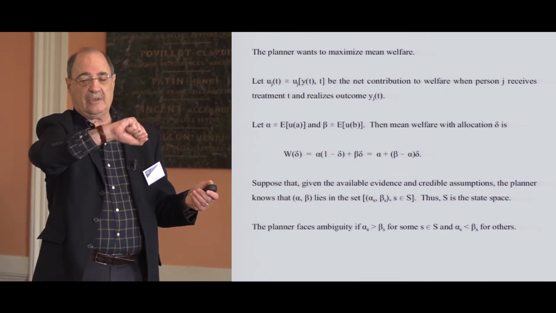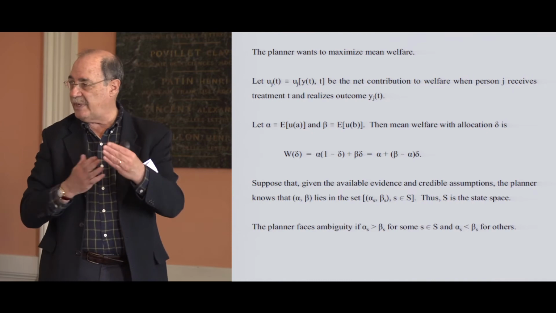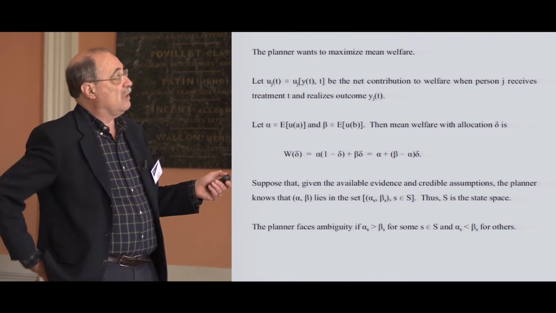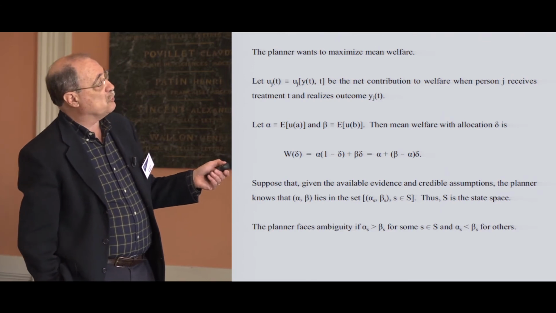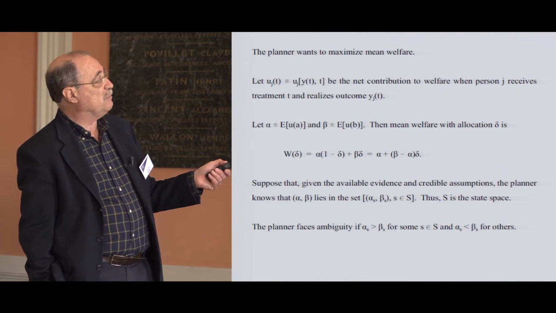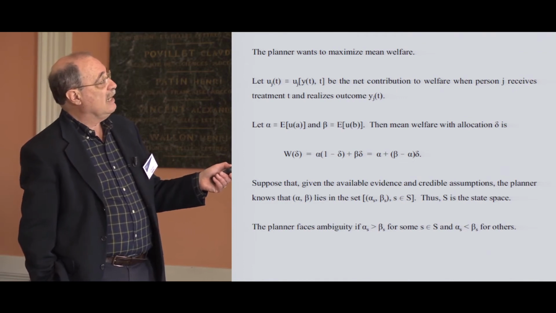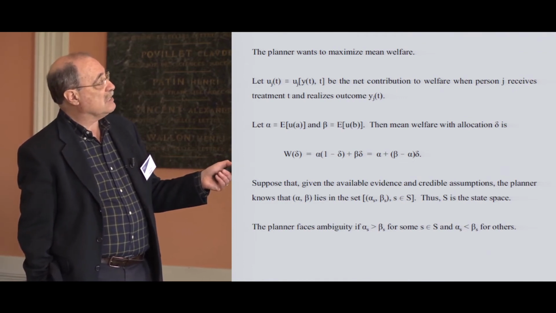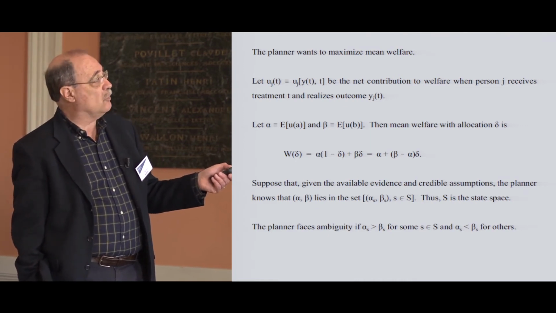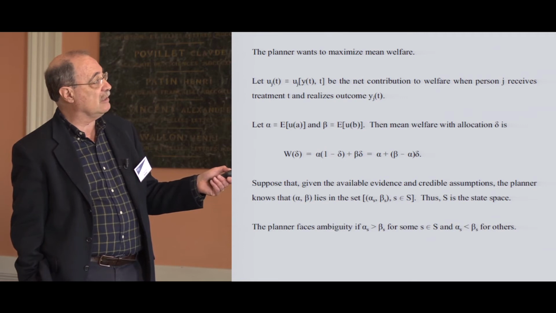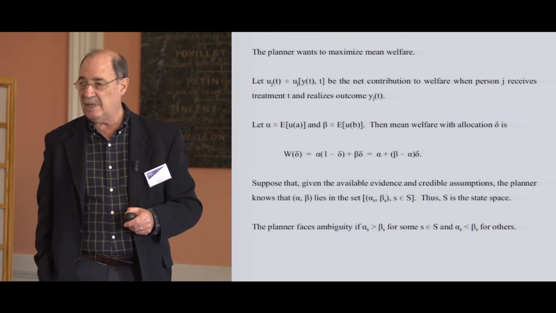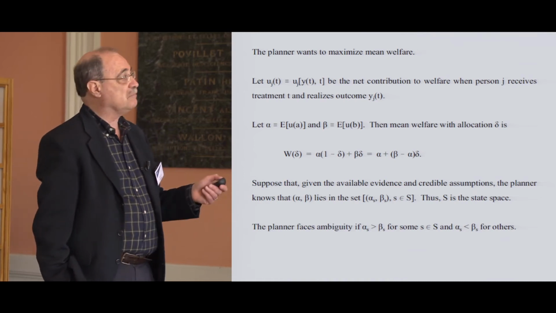Now, if we do an allocation, a delta, that's in between, given that it's going to be random who gets A and who gets B because they're observationally identical, then here's our social welfare function. The social welfare of assigning a fraction delta to treatment B and 1 minus delta to treatment A is beta times delta plus alpha times 1 minus delta. Okay? And you can rewrite that, of course, as alpha plus (beta minus alpha) delta. And now we can immediately see where you can optimize and when ambiguity arises.